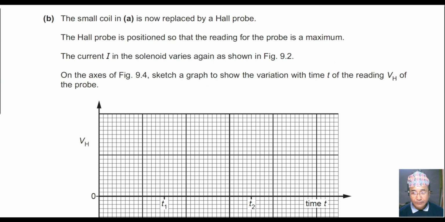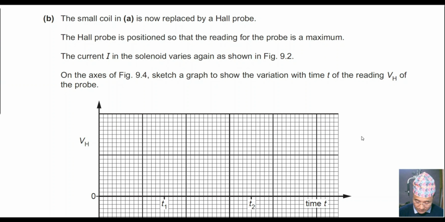Then the small coil in A is now replaced by a Hall probe, a different thing. The Hall probe is positioned so that the reading for the probe is maximum. It's a hit and trial method. The current I in the solenoid varies again as shown in figure 9.2. So the variation of current is the same. So here again I have to draw the graph.